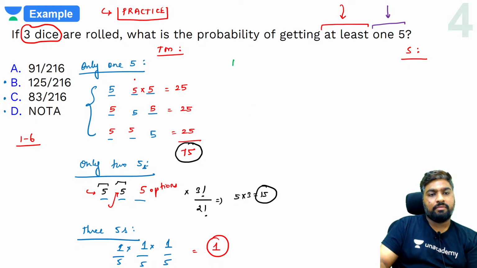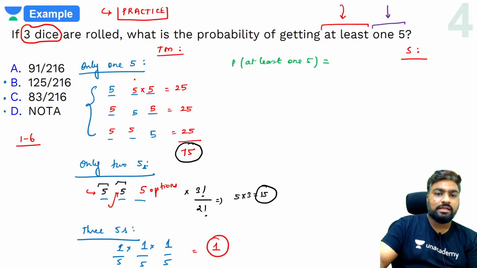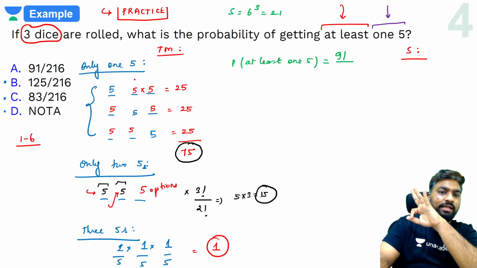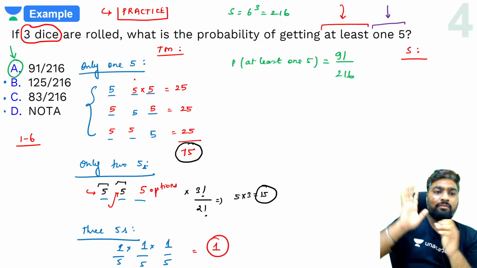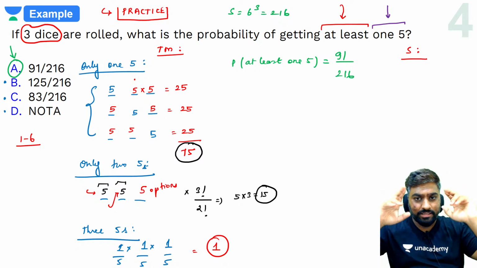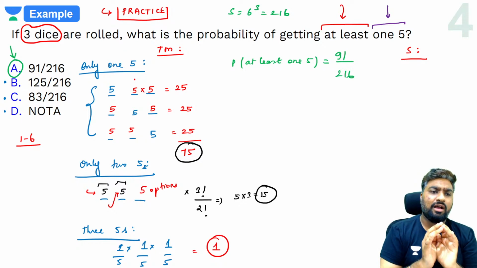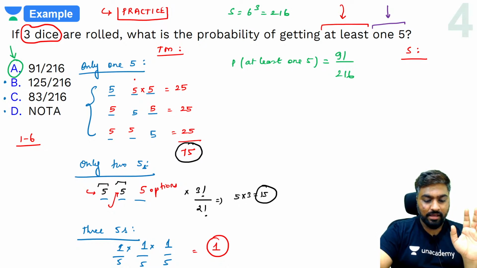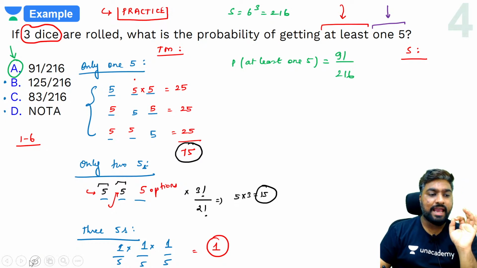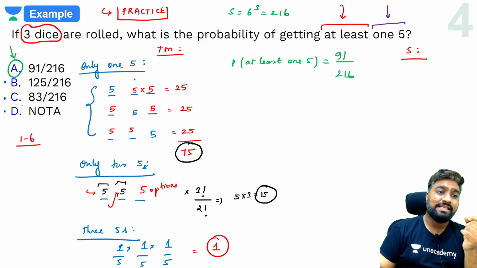So the probability of getting at least one 5 is 91 upon the sample space. Because 3 dice are rolled, 6 to the power 3, 216. What's our answer? A, which very few people said. This is by the traditional method. I understand it's a little difficult and a little annoying also, but I will tell you a shortcut. But before that, tell me if you understood this. Nobody said A; B, C and D came instead.